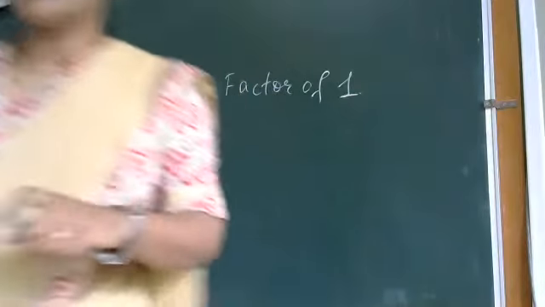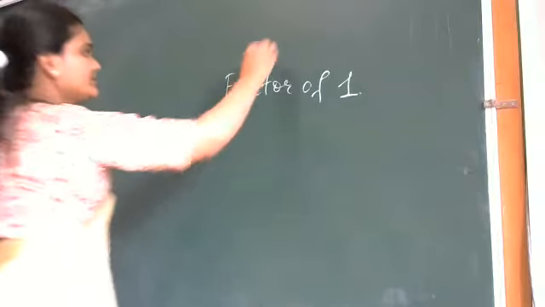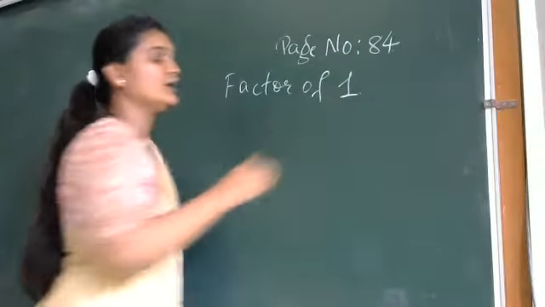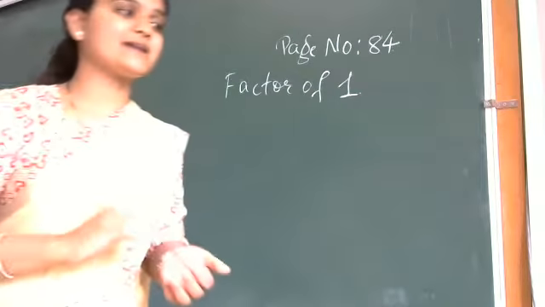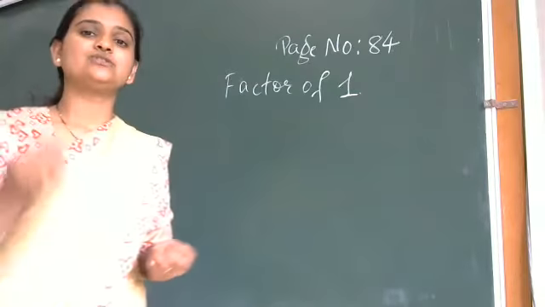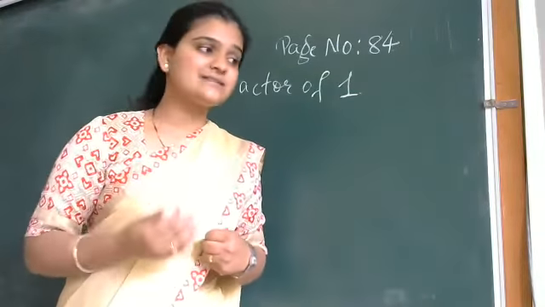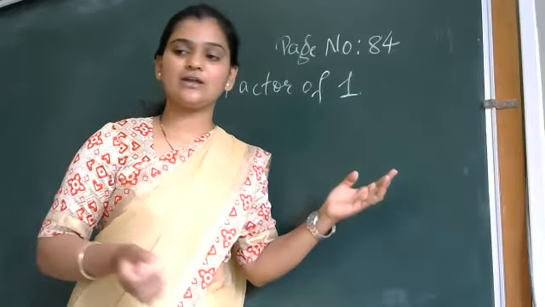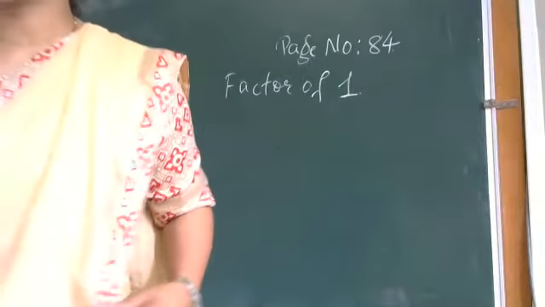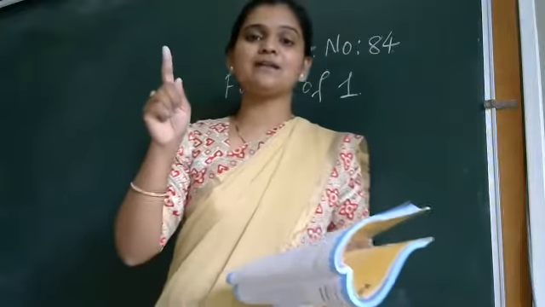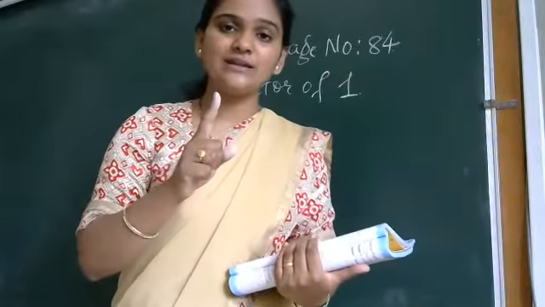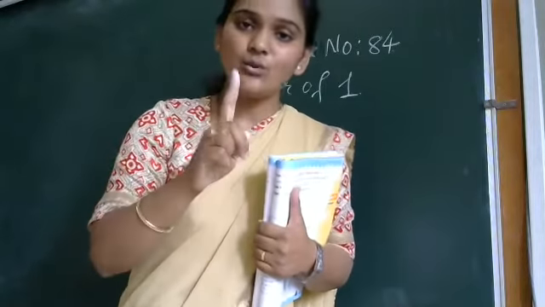Clear? Okay? Please see, children, page number 84. You have the relationship between factors and multiples. So even this can be asked as a question: write some important relationship between factors and multiples. Totally we have 5 points. The first point is, please underline, children, or put a tick mark. We know that 1 is the only number which is having the factor as 1.